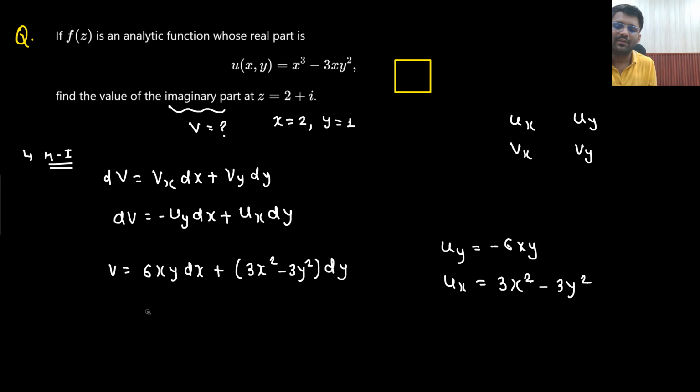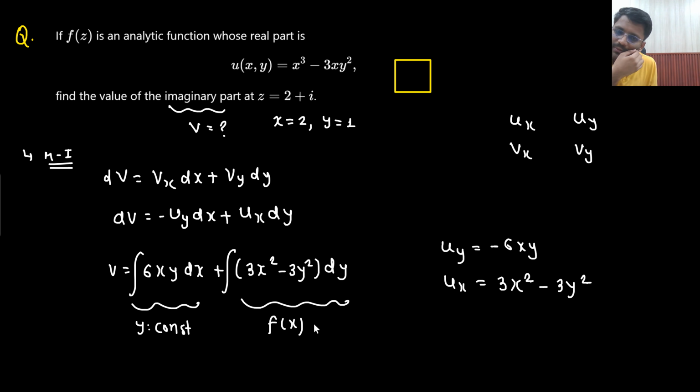You need to find out the value of v. Then what will you do? You will integrate. Here y will be treated as constant, and the function of x will be going to 0, right? So what answer will you be getting? 6y multiplied with x square by 2. Y will be treated as constant, so 6y x square by 2 minus 3y square dy, so this will be 3y cube divided by 3. So this will be y cube.